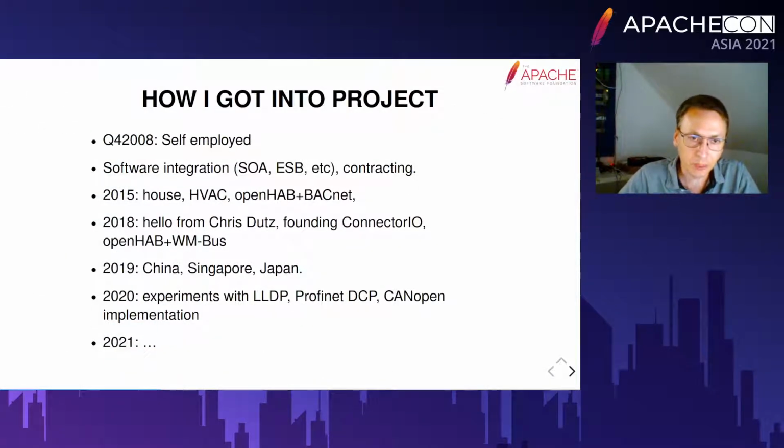So I got into the project somewhere around 2018, thanks to Christopher Dutz, who let me know that he began working on some industrial thingy, and based on my prior experience with openHAB and BACnet, he asked me to follow. Later in 2020 I began experimenting with Link Layer Discovery Protocol and also Profinet DCP, which eventually led to implementation of CANopen.